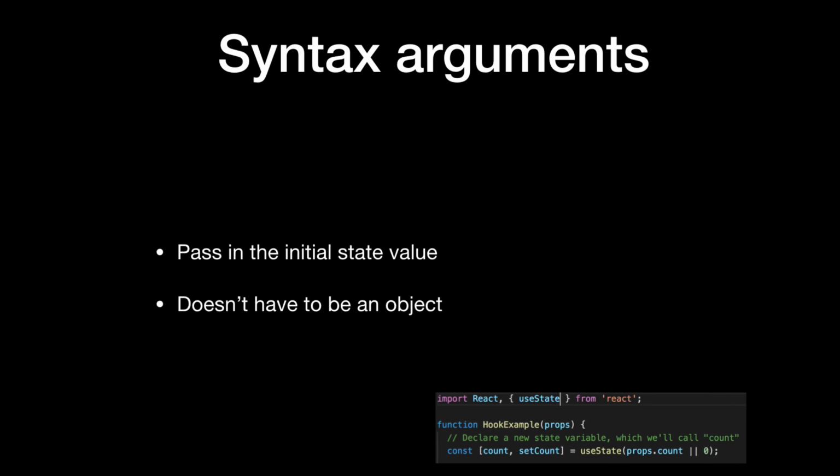useState has a single argument. This is the initial state value. Unlike with classes, this doesn't have to be an object. The initial state can be just a string or a number, like in this example. We can also get the value of props that are passed into the function to be the initial state. In the example, we are setting the initial state to be the value of the props, but if that's not set, set the initial state to be 0.